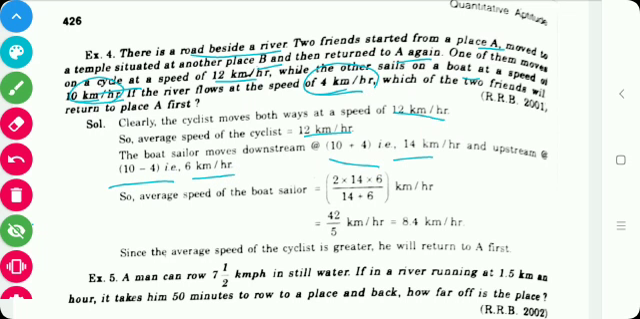So the average speed of the boat sailor, as we have seen in time and distance, is equal to 2xy upon x plus y. So the average speed of the boat sailor is 2 into 14 into 6 divided by 14 plus 6. So it is 42 by 5 km per hour, means 8.4 km per hour, and the speed of the cyclist is 12 km. Since the average speed of the cyclist is greater, he will return to A first.